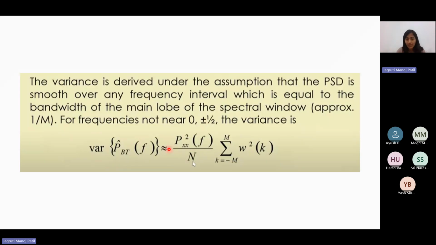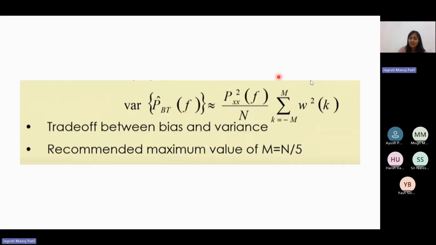They are taking the window as a symmetric window centered at 0, but they are saying it's not defined for those particular points of the function. The first point to keep in mind is that for this kind of estimator, the bandwidth is only about the main lobe of the spectral window, not the PSD over the entire frequency range. So then the variance is given by this.